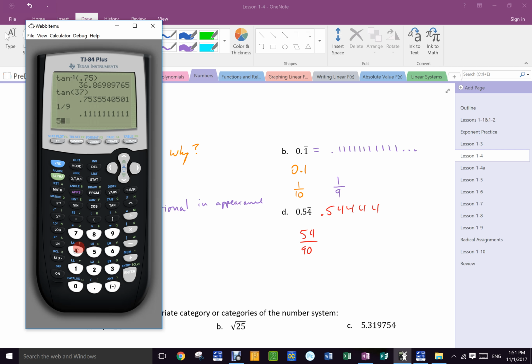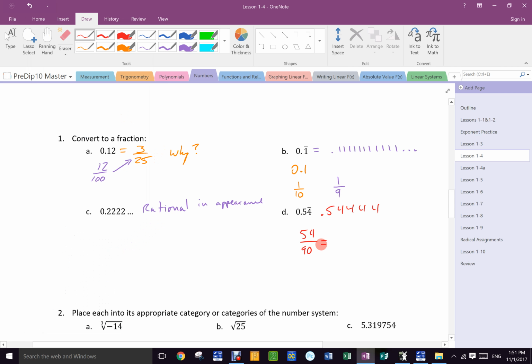Let's check. 54 divided by 90. Why is it 90? Because, of course, 9 goes into 54 6 times, 9 goes into 90 10 times. Right. 6/10 ends. 0.6. All right. So give me another. What's another guess? 54 over 99 is our next guess.